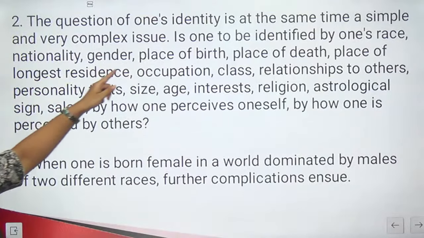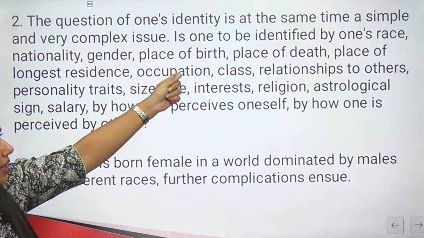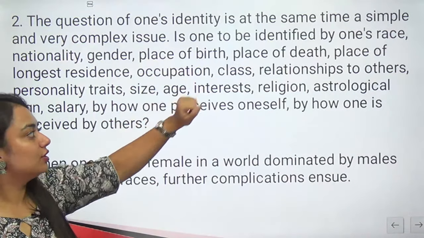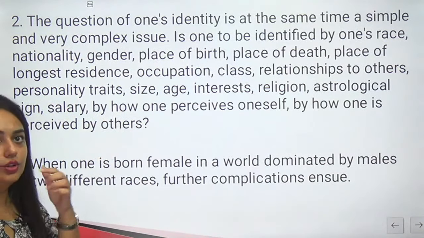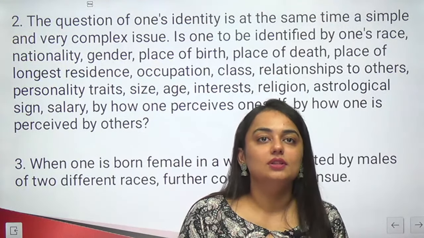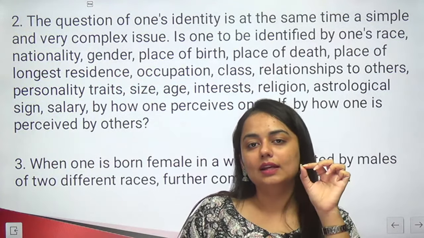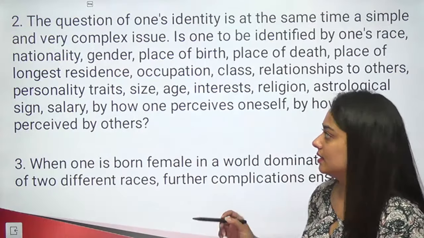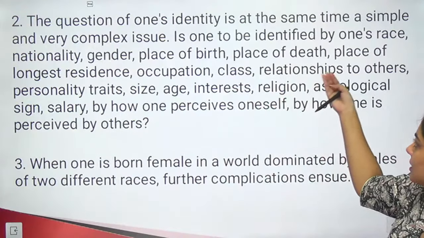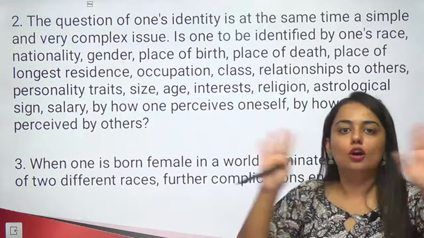The question of one's identity is at the same time a simple and very complex issue. Is one to be identified by one's race, nationality, gender, place of birth, place of death, place of longest residence? So different parameters or factors are given that determine a person's identity or personality, that influence a person. So one thing that you can see from these sentences is, in this there are a lot of factors mentioned, like the residence, occupation, class, relationship, personality traits, size, age, interests. So a lot of factors have been mentioned.